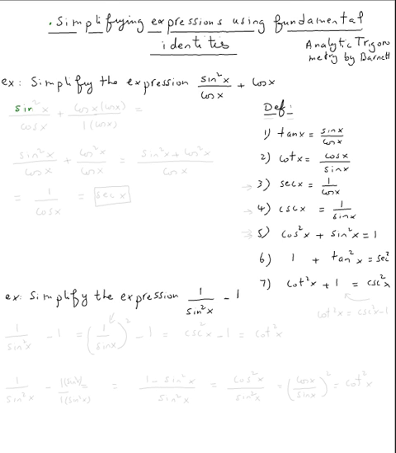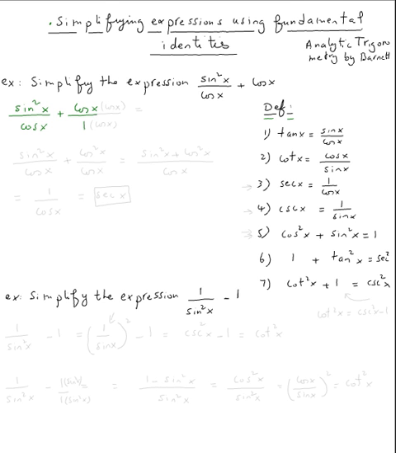So let's first rewrite it. Sine squared of x over cosine plus cosine of x. Cosine of x is the same thing as cosine of x over 1. So we're trying to simplify this. We can't use anything yet. We can't use any formulas, any identities. The definition is right here.